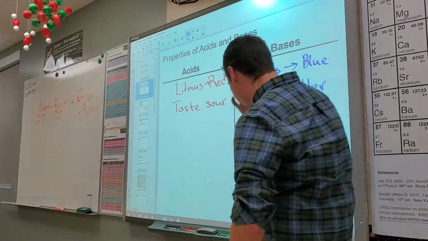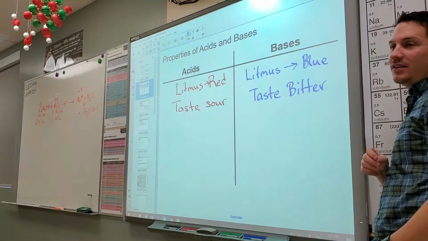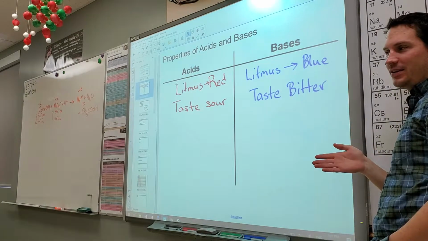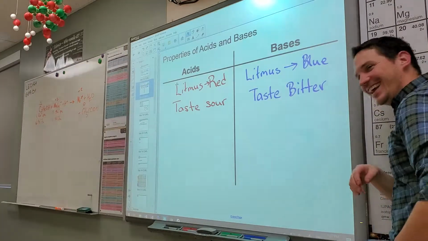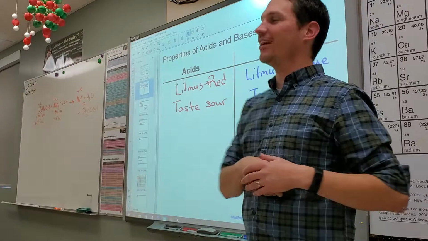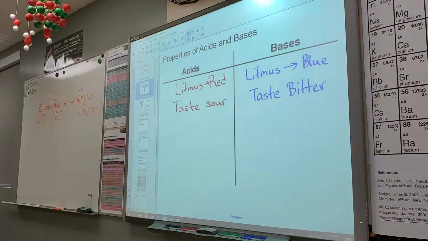Has anybody ever tasted soap before? Yes. You've had your mouth rinsed out with soap before? Parents? That's a really common punishment, right? If somebody has a potty mouth, I'll rinse your mouth out with soap. So soap tastes bitter, and that's because soap is a base. Yeah. Bases are slippery and acids are sticky.